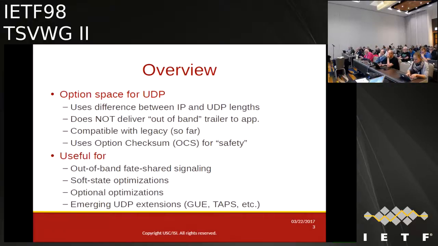We are using an option checksum so that if somehow something does something we don't expect, like aggregates packets when it shouldn't, like some of these GRO implementations might be suspected to do, we can detect that sort of mangling that might occur. Okay, it's useful for a whole bunch of signaling, for fate sharing with the packets that you're sending around, soft state optimizations, and GUE and TAPS are interested in it, as well as, like I said, DNSSEC. Next slide.